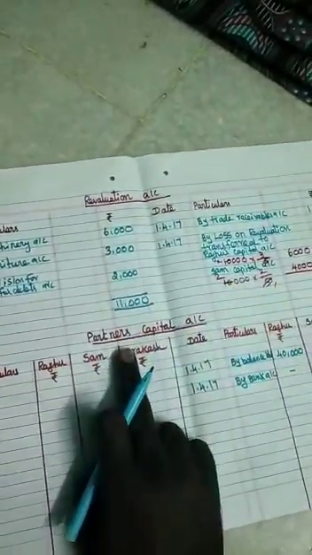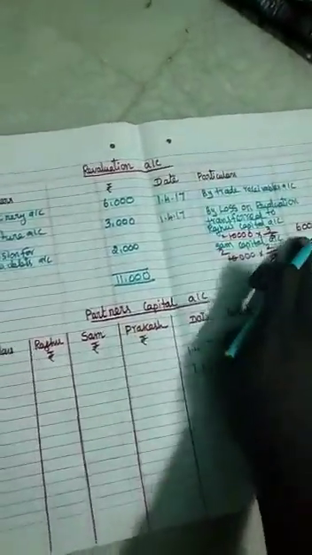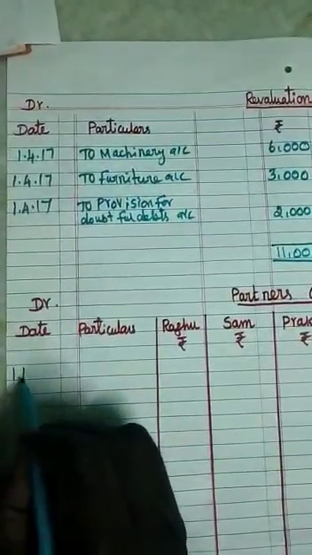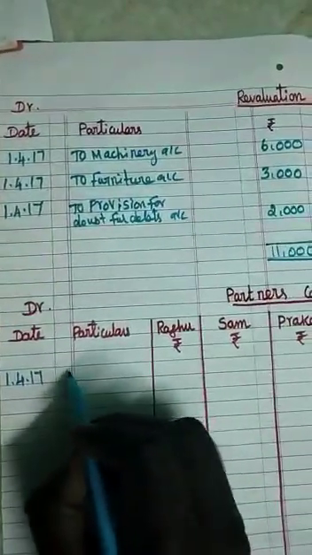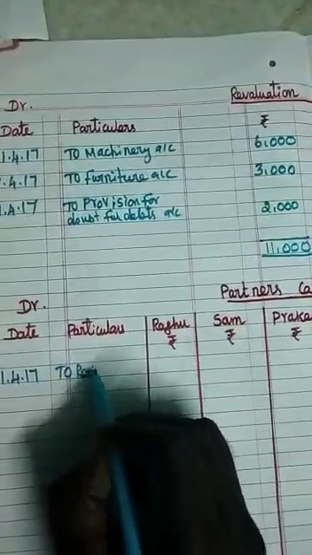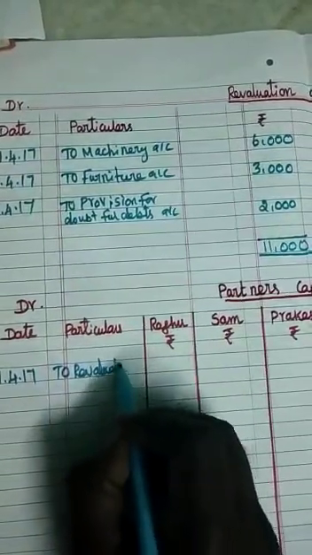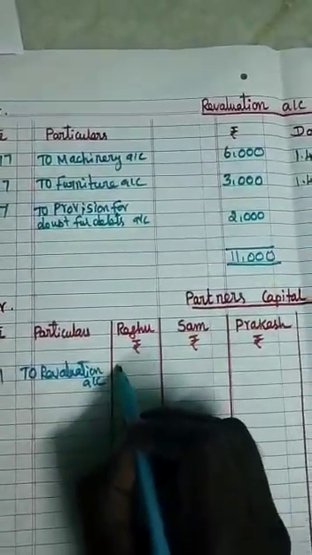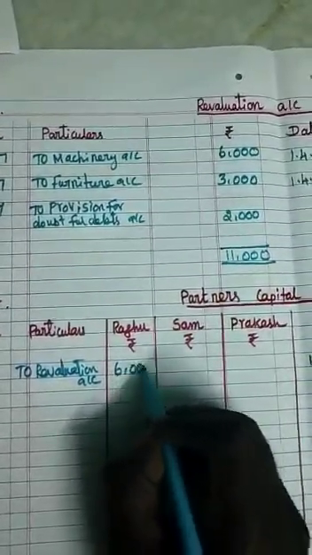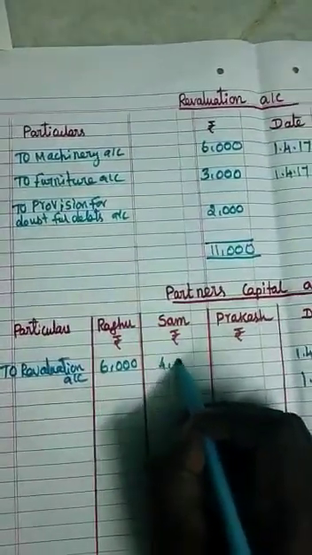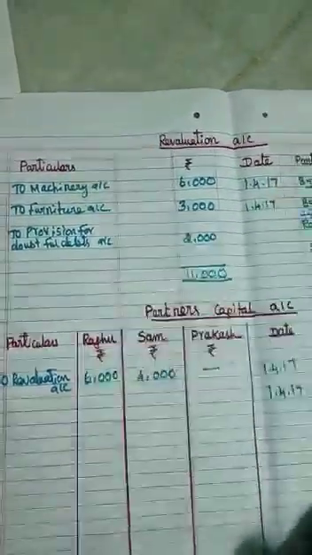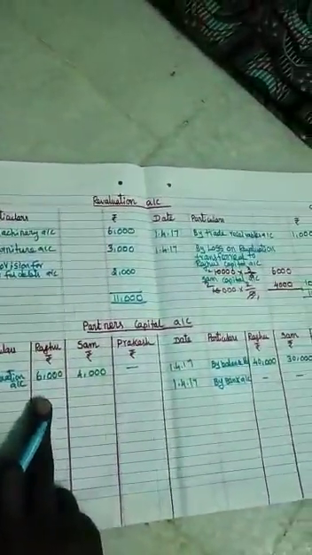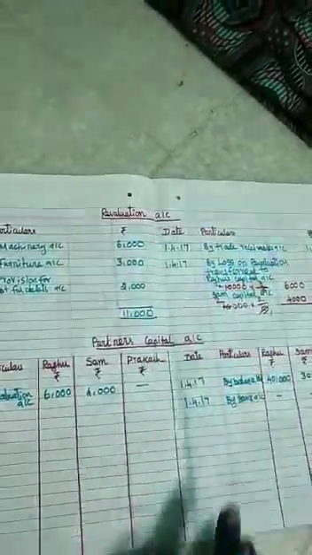In the partners' capital account, in Rahu's column I record rupees 6,000 on 1/4/2017 to revaluation account, that is the loss. For Rahu 6,000, Sham 4,000. So now it is recorded. The entry amount is recorded here. Okay, now the revaluation account is over.